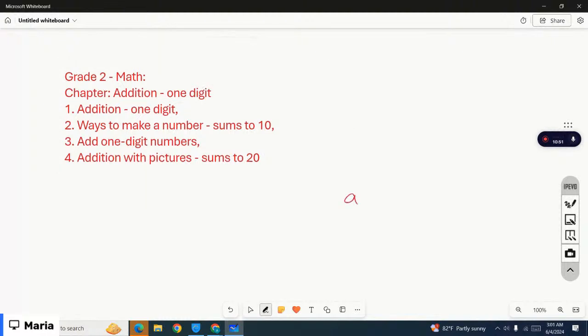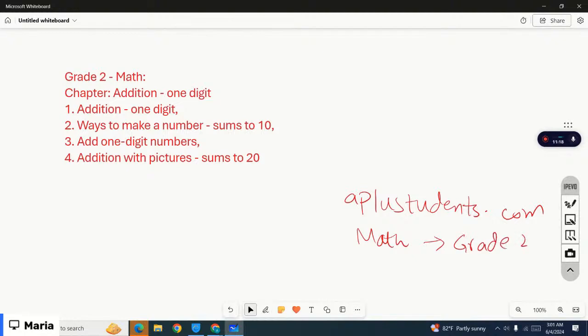You can find all the lessons on aplusstudents.com. You have to log in there using your email address and password as provided by the administrator. Then you have to select math from the subject tab, scroll down to grade 2 and then click on view all lessons. There you can find the list of the chapters. We're going to start with the chapter addition one digit.